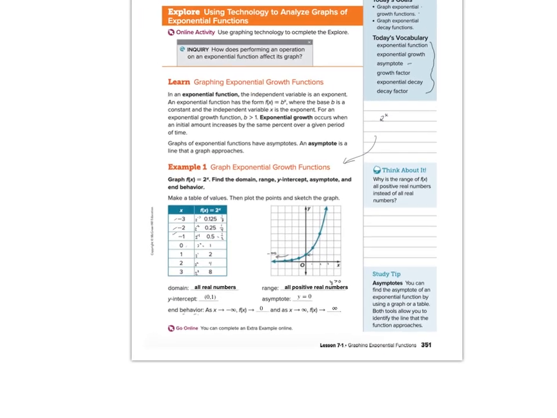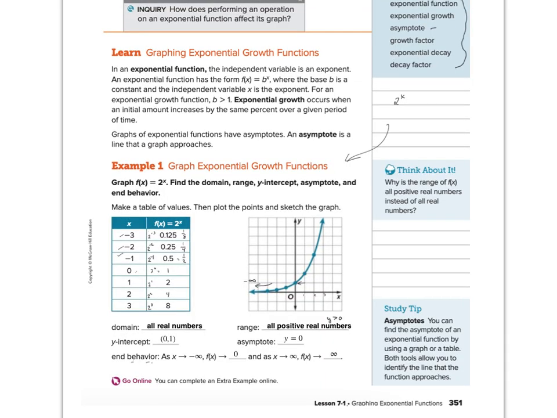Let's go back. Now, that's exponential growth, because technically this function was f of x equals 1 times 2 raised to the x power. So 2 is a growth. Basically, 2 is 200% growth.